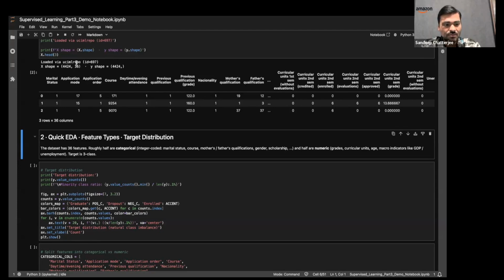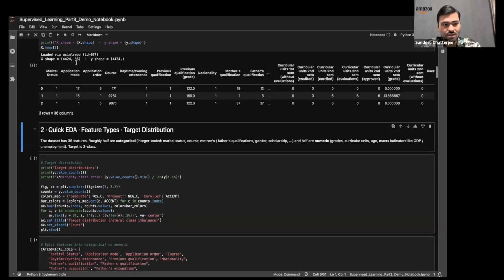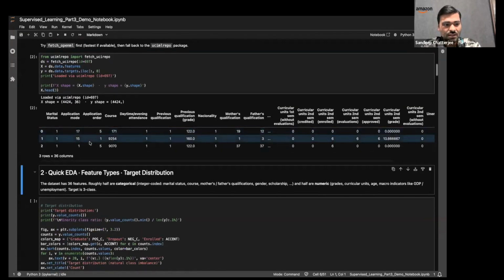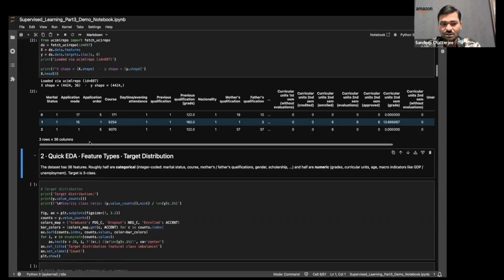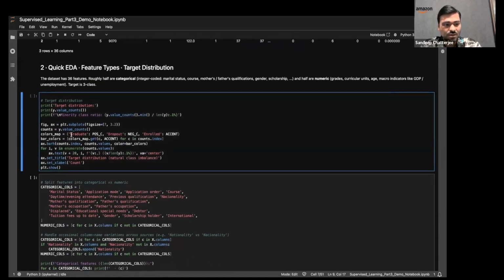The first few rows: marital status, application mode, course, also macroeconomic indicators like GDP and unemployment rate. Some of them are clearly categorical, integer coded, and some are continuous. One thing to note is that this is a multi-class classification problem. It has three classes, which is more interesting than binary because we can discuss OVR, OVO, and softmax strategies, which we discussed. Before modeling, we always do exploratory data analysis.